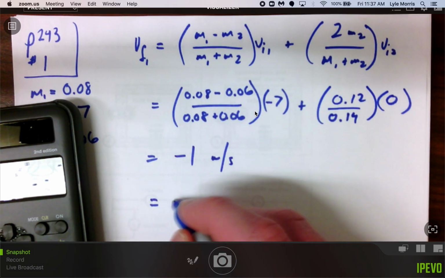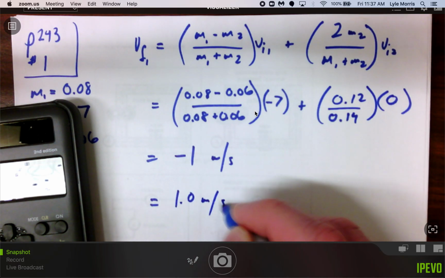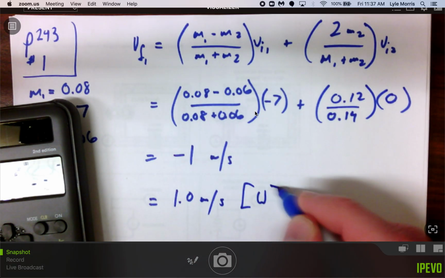Yes, so it's going to be 1.0 meters per second. That negative means it's going to the west.